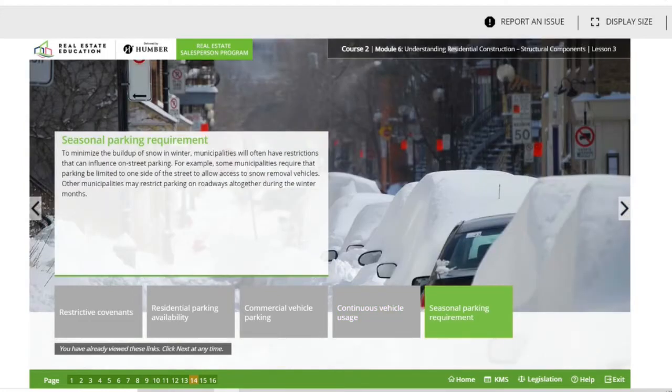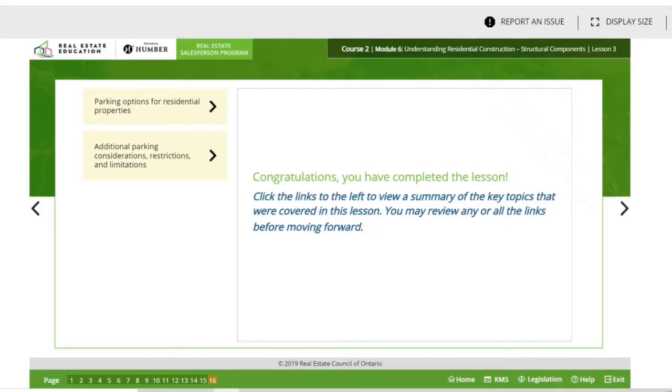Seasonal parking. To minimize the buildup of snow in winter, municipalities will have restrictions that can influence on-street parking. For example, some municipalities require that parking be limited to one side of the street to allow access to snow removal vehicles. Okay, that would make sense. So this is lesson 3, just talks about parking.